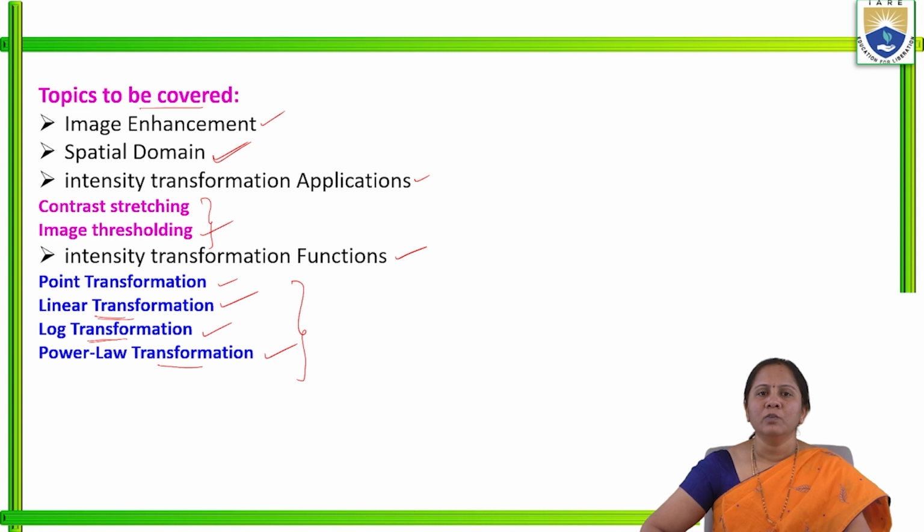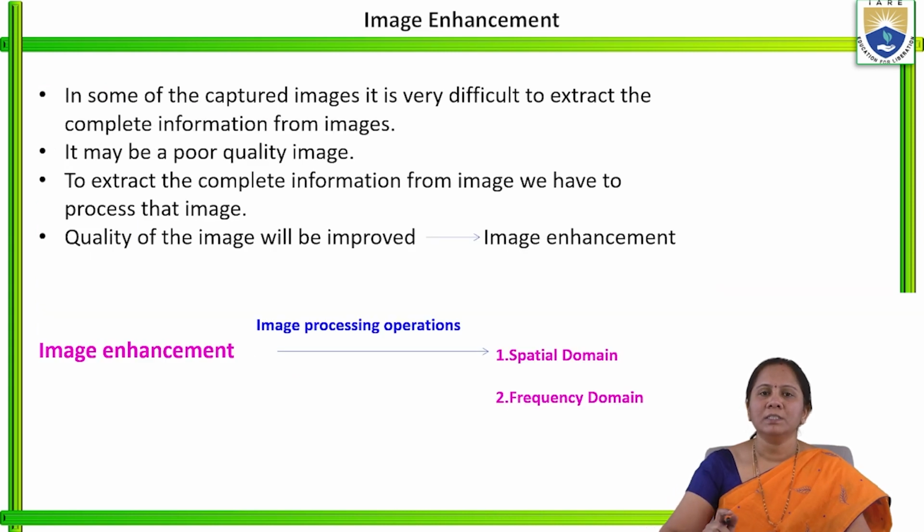So here, the first thing is image enhancement. Why do we need to go for image enhancement? Generally, we have seen in the previous sessions the fundamental steps of image processing. In the fundamental steps of image processing, the first step is image acquisition. After image acquisition, the next step is image enhancement. So we are going to learn image enhancement now.